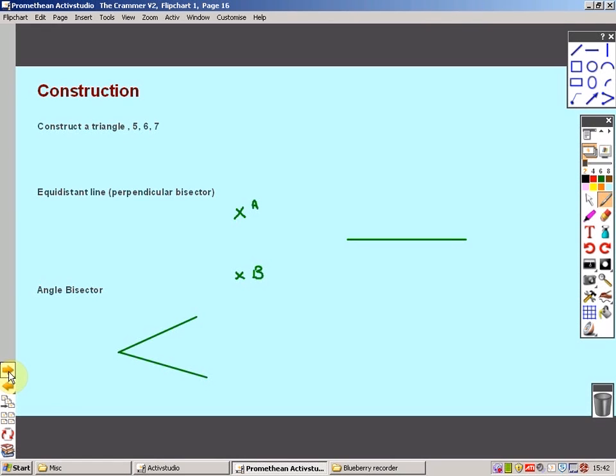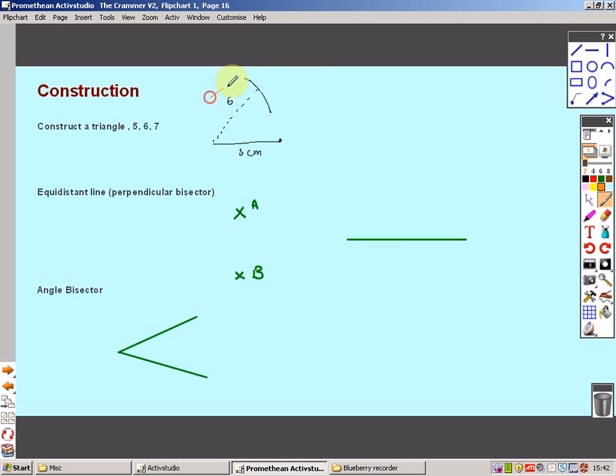Okay, construction. Construct a triangle 5, 6, 7. In the exam, it'd be written a bit more lengthy than that, with a base 5 centimeters, sides 6 and 7. You basically need to get your compass. You draw one line 5 centimeters long. Then you get your compass and draw an arc. Spin it around and draw a nice arc. That distance there would need to be 6. Then from this point, you're going to need to do one that's longer. That would be 7.